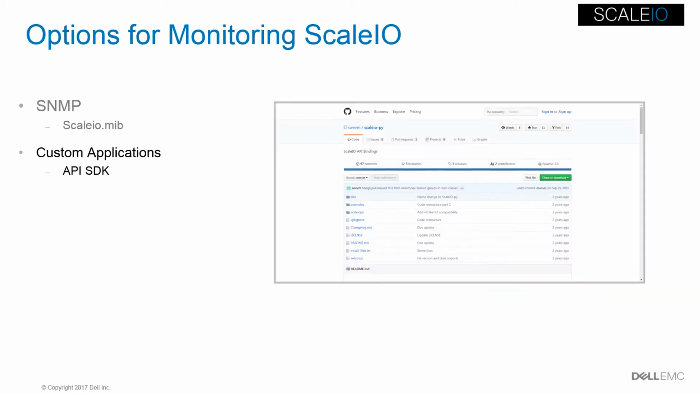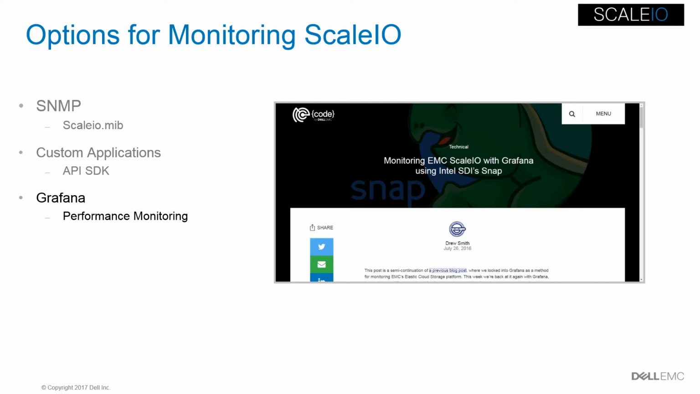ScaleIO also exposes APIs through the Software Developers Kit, allowing administrators to interact via their custom applications. Personally, my favorite tool for performance monitoring, Grafana, can be leveraged to show performance both live and historical, providing a relative view of system performance and allowing for more context when evaluating performance over time.